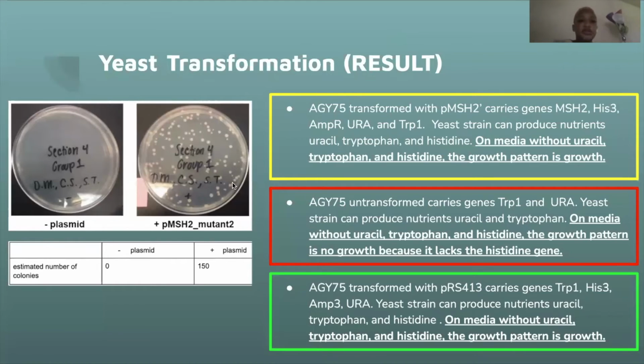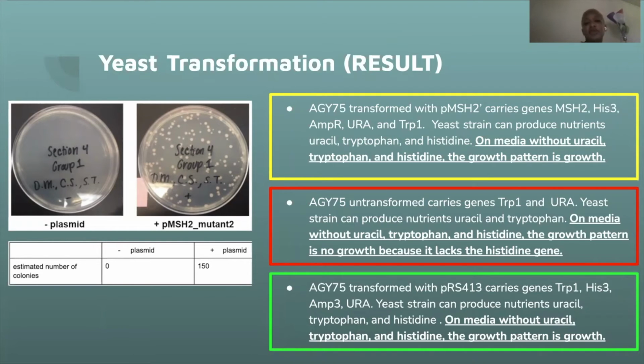This was the yeast transformation result: the AGY75 transformed with the PMSH2 prime with the following carried genes on media without uracil, tryptophan, and histidine. The growth pattern was growth.